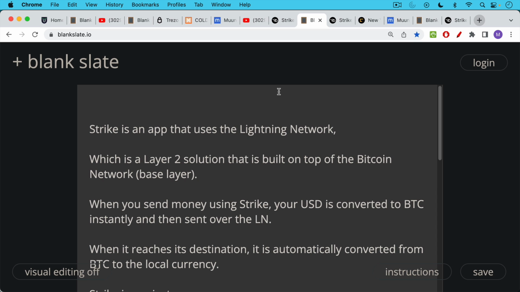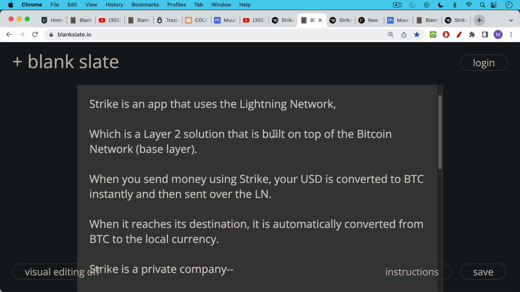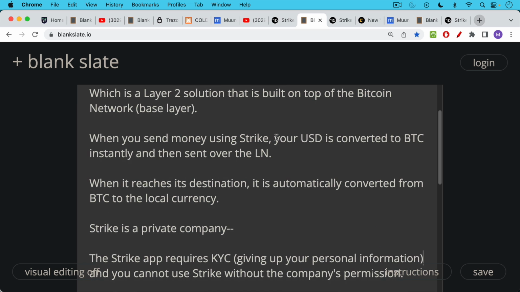Now, when you send money using Strike, let's say you want to send US dollars to someone, basically your US dollars are converted to Bitcoin instantly by Strike. You don't have to worry about capital gains taxes or conversion or anything like that. And then those Bitcoin are sent over the Lightning Network to their destination. When they reach their destination, they're automatically converted from that Bitcoin back to the local currency. So maybe they'd be converted to euros. I'm sending dollars to someone in Europe and it's converted to euros when it reaches the destination.